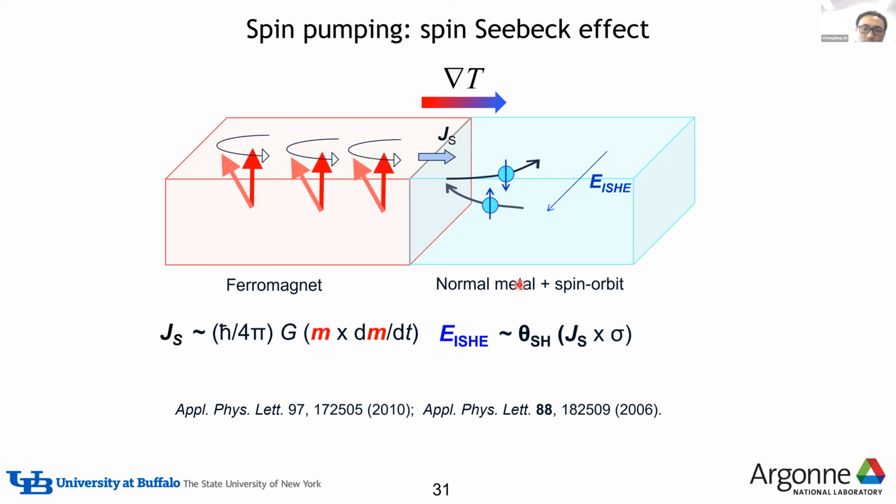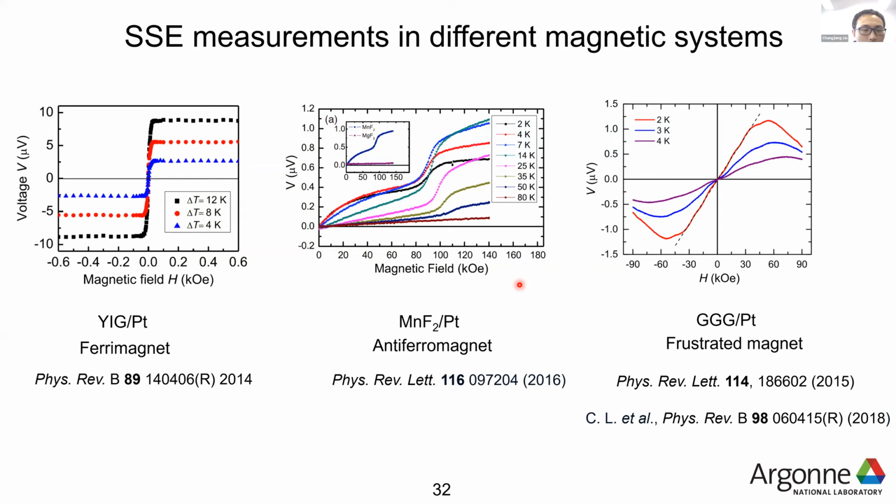So this spin Seebeck effect actually was observed in quite diverse magnetic systems. So people can measure a spin Seebeck signal in a ferromagnet such as YIG platinum system, an antiferromagnet such as manganese difluoride platinum, as well as in some frustrated magnet such as gadolinium gallium garnet, GGG. This is because the spin Seebeck effect doesn't require a long range magnetic ordering. As long as you have a thermal excitation of magnons, you can observe the spin transport.